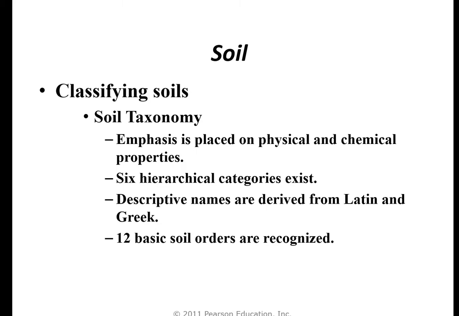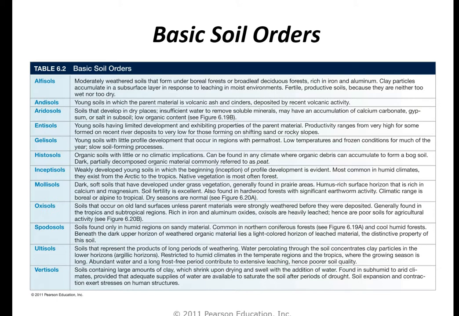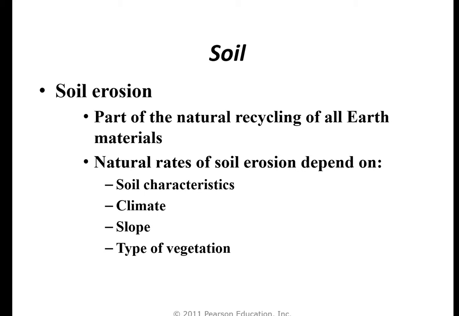There are 6 hierarchical categories. Descriptive names are derived from Latin and Greek words. And 12 basic soil orders are recognized. This is in your book. Also, you can find this in your chapter 6, basic soil orders.